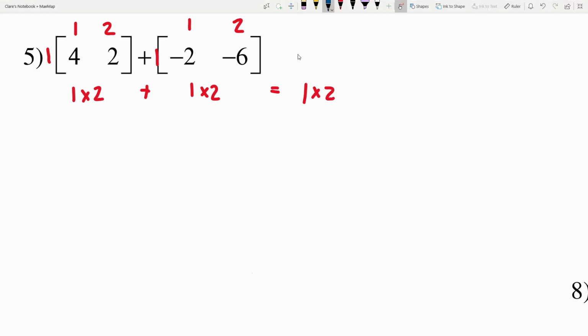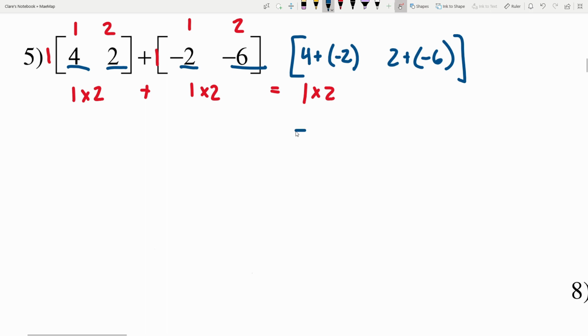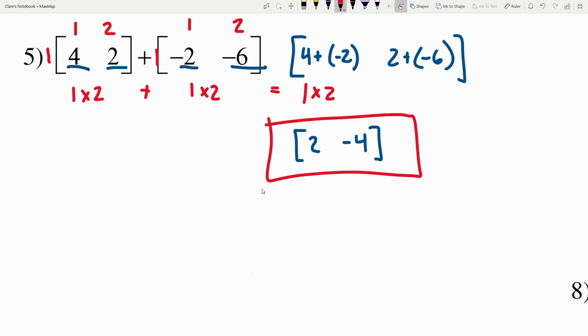So let's go ahead and add. I'll do row 1, column 1 with row 1, column 1, adding those, 4 plus a negative 2, and then row 1, column 2 plus row 1, column 2, 2 plus a negative 6. Now doing out the math, 4 plus negative 2 is positive 2, 2 plus negative 6 or 2 minus 6 is going to be negative 4. So 2, negative 4 is my matrix in number 5.